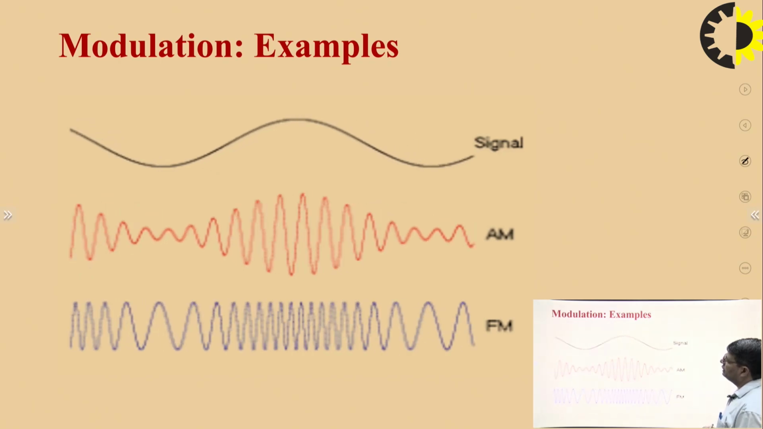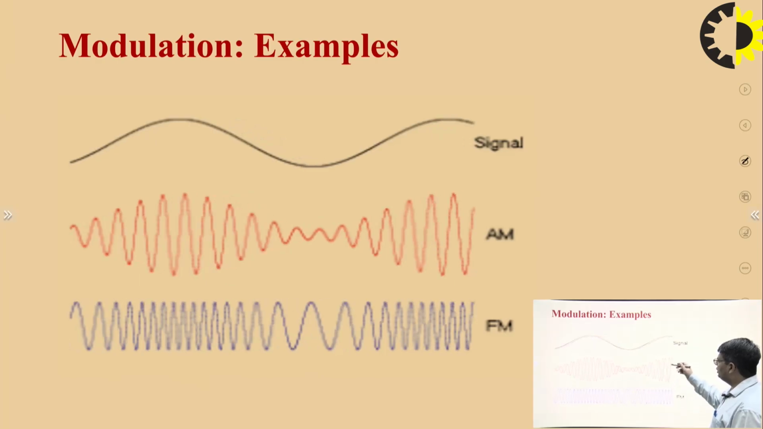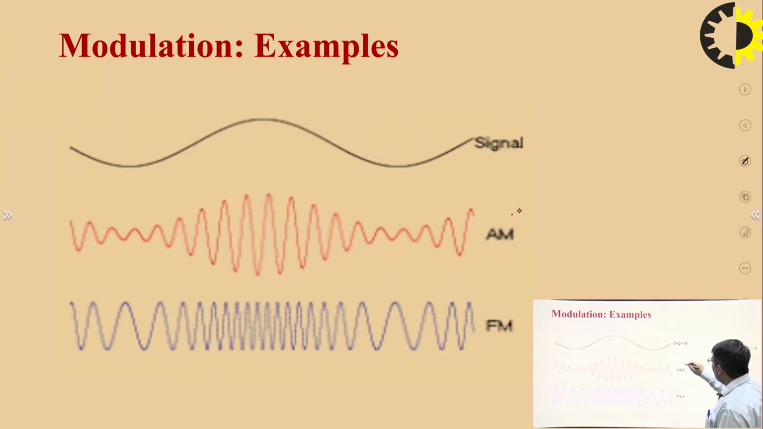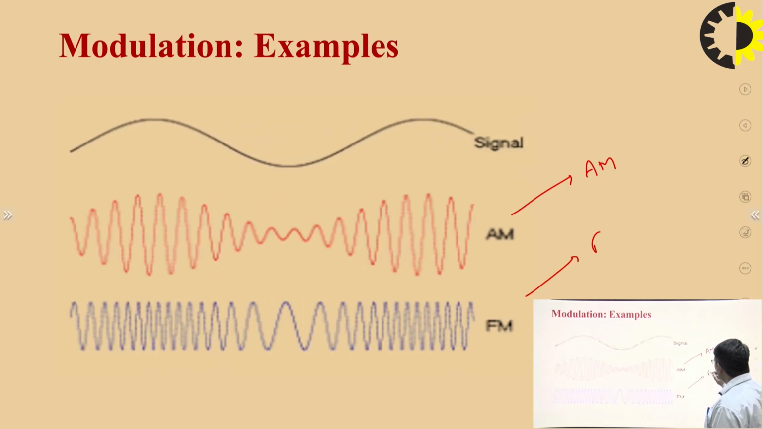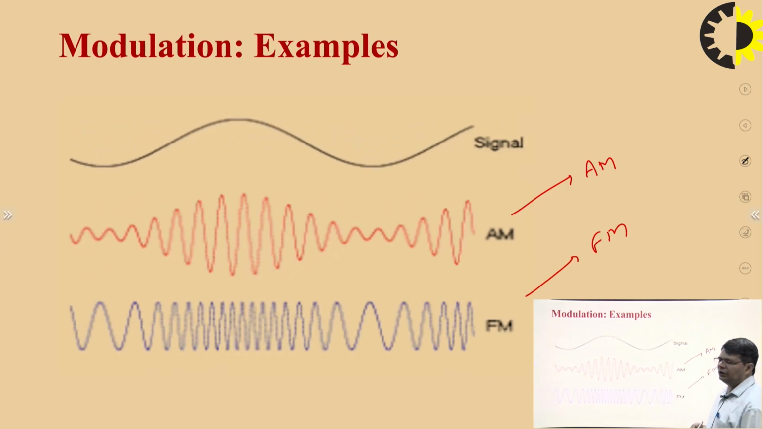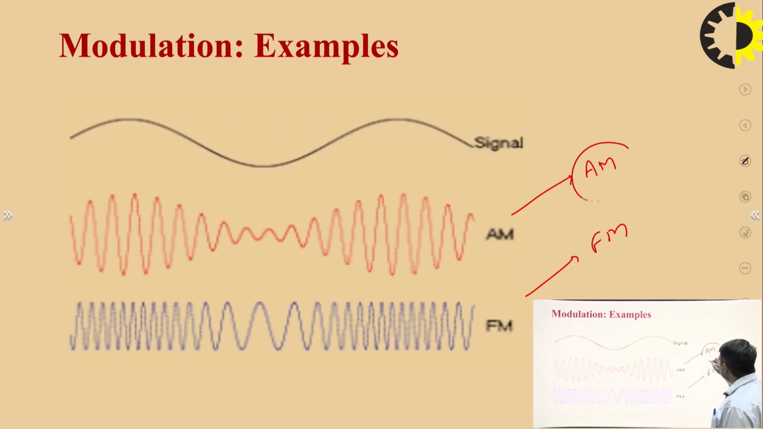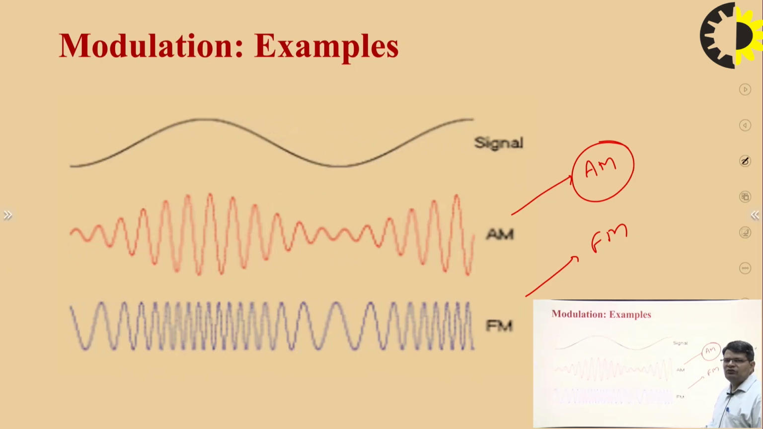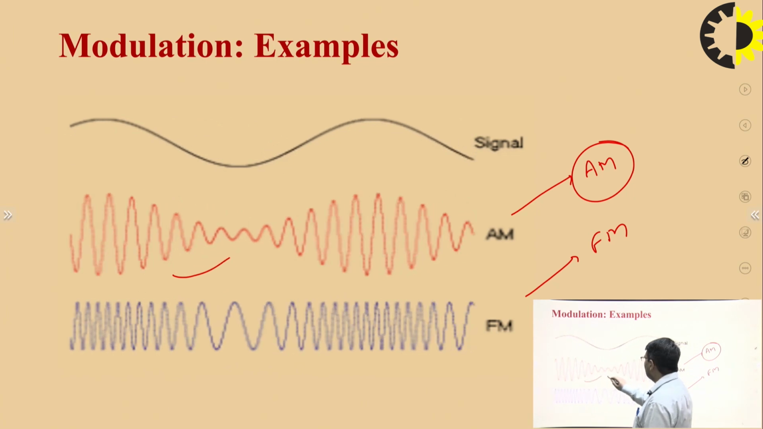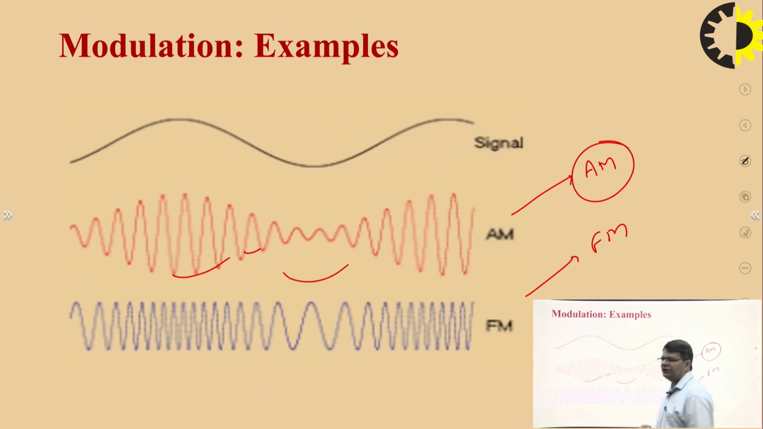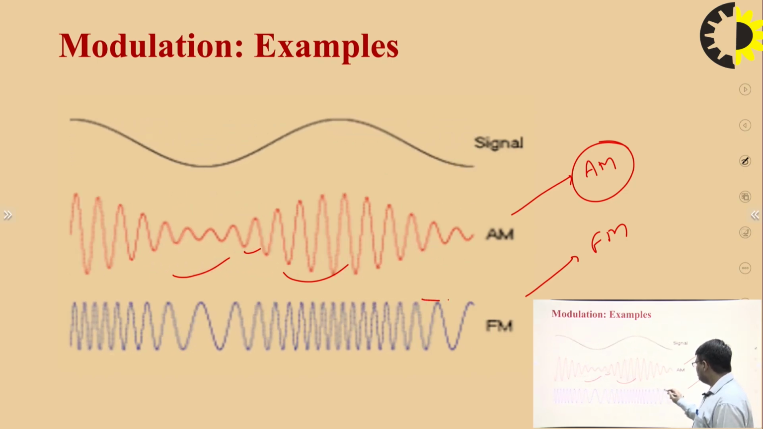So next is examples of modulation. Here we have shown two examples. One is amplitude modulation, and this is frequency modulation. As we have studied in the definition, in AM, the amplitude of the carrier signal is varied according to the message signal. So here we can say that the amplitude is high, amplitude is low, again amplitude is high. So the amplitude is changing. In this case, the amplitude is constant.